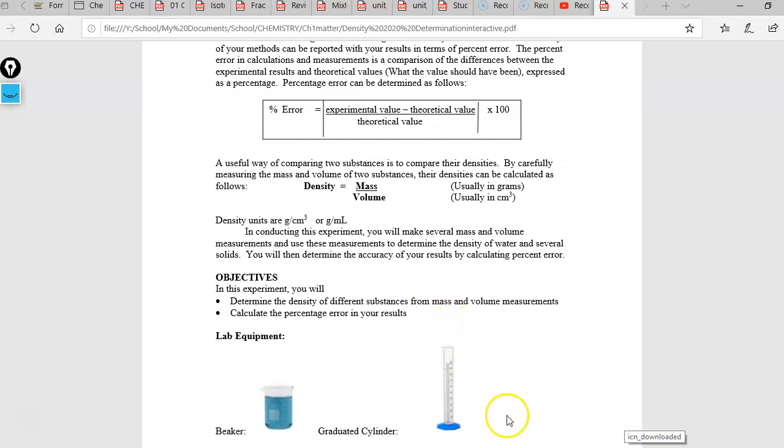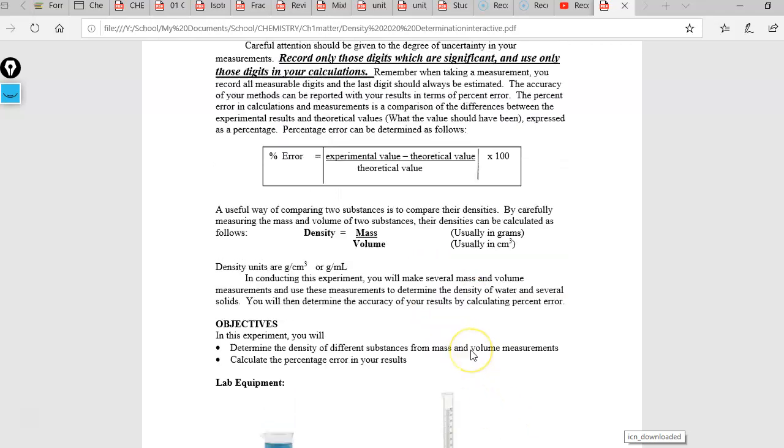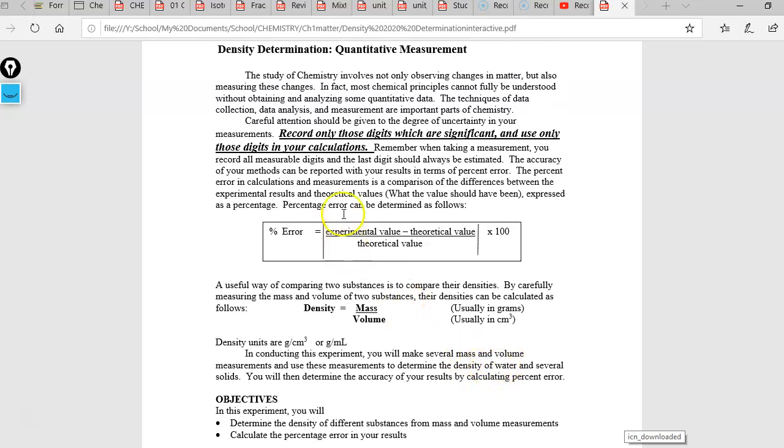Also, when you're recording your volume measurements, they have to be in milliliters or centimeters cubed. The next thing, the balance. When you are looking at the balance, it has 2 decimal places. Make sure you record both of those decimal places with the grams. You have to have a unit.